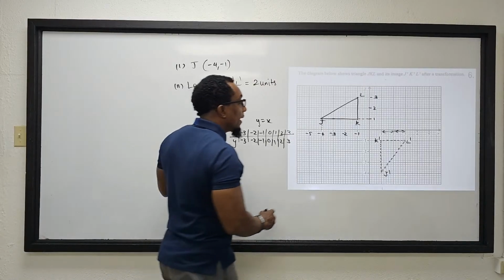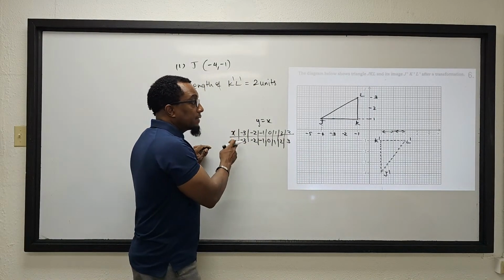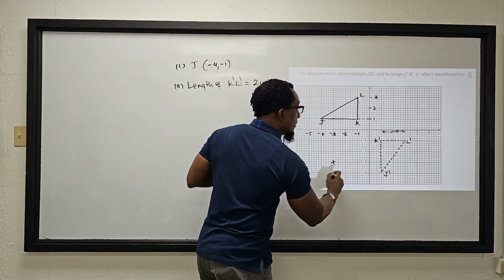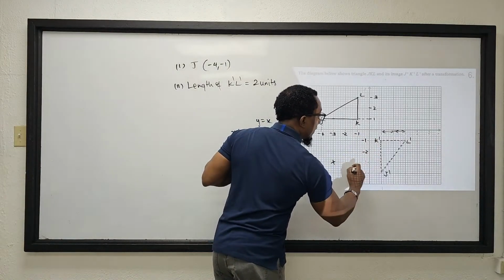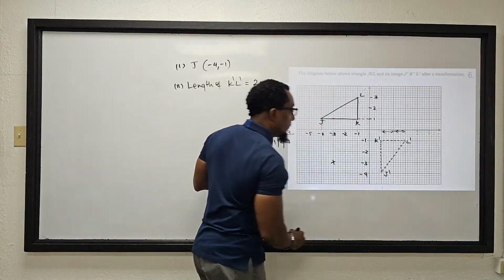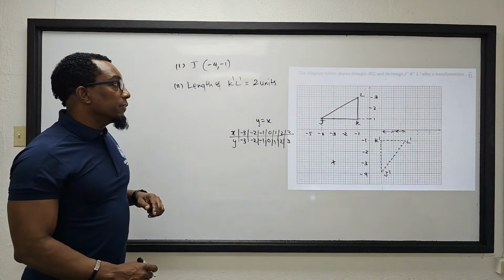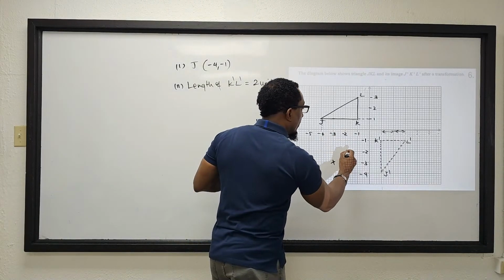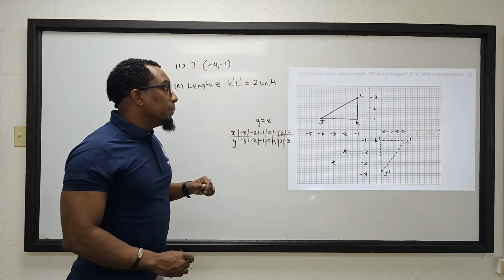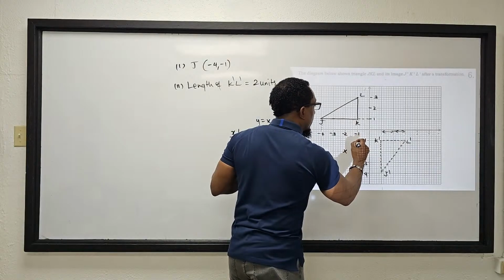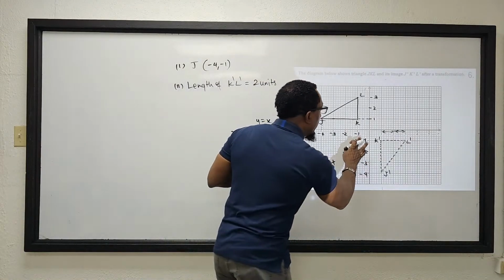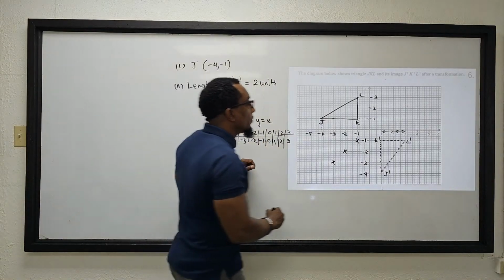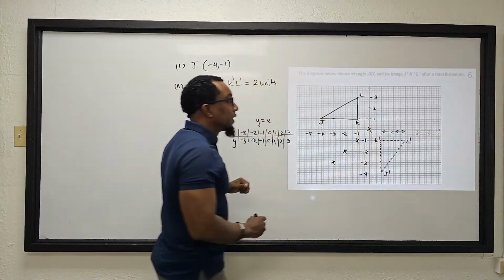When I plot these points, this is my first point. This is negative 1, negative 2, negative 3, negative 4. So my first point is negative 3, negative 3. My second point is negative 2, negative 2. My third point is negative 1, negative 1. My fourth point is 0, 0, which is at the origin.